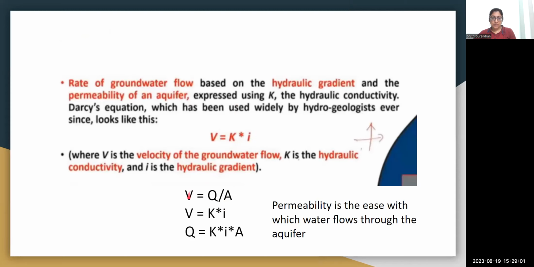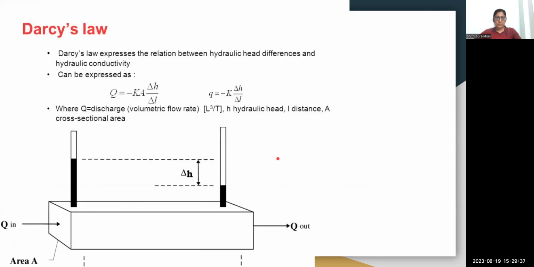Now we also know that velocity is equal to discharge by area. So if we put this equation in here, we will get that discharge is equal to K into I into A. So if there are problems asking you to find the discharge, you will have to use this formula. If they're asking you to find the velocity, then you will have to use this formula, K into I. And for discharge, it will be hydraulic conductivity into hydraulic gradient into the cross-sectional area of the aquifer. So this is how Darcy's law is explained.